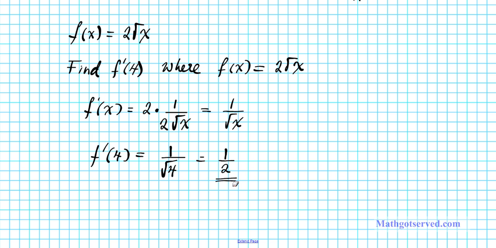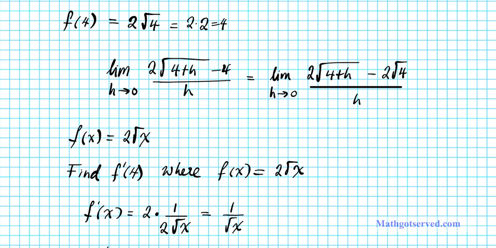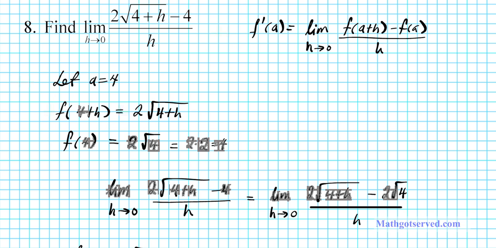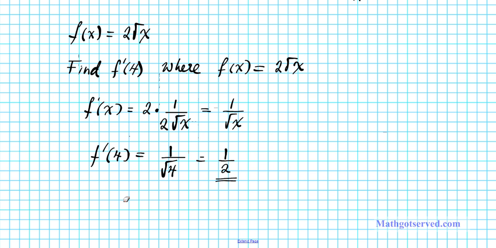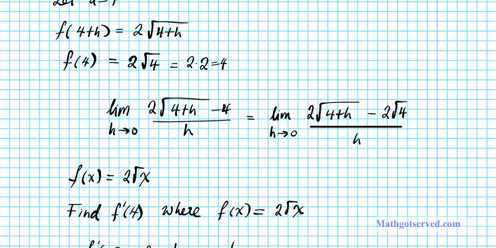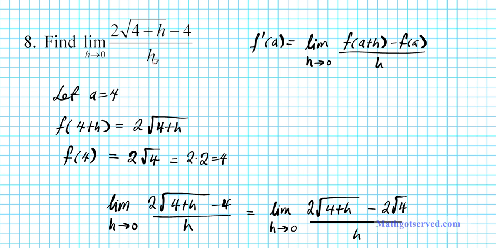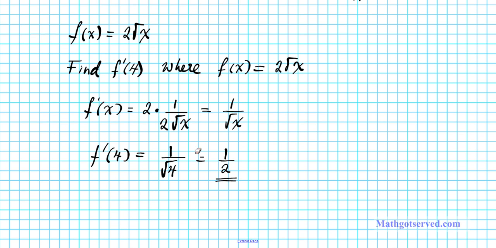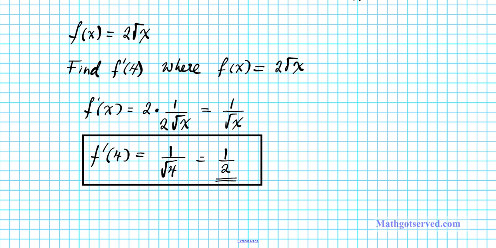So this is one way of finding that derivative, by using the limit definition of a derivative. You can find the limit of this expression as h approaches 0 by rationalizing the numerator. You can find this limit by applying that procedure. But you can also take advantage of the differentiation rules like we did here, and we see that our final answer is 1 over 2.